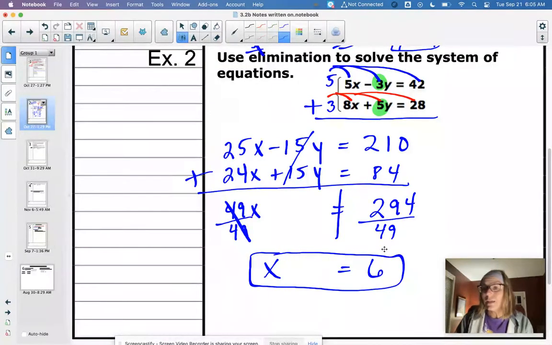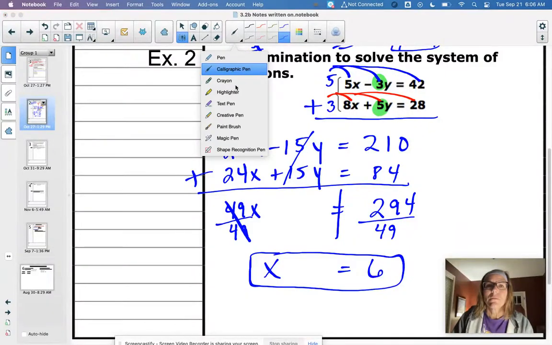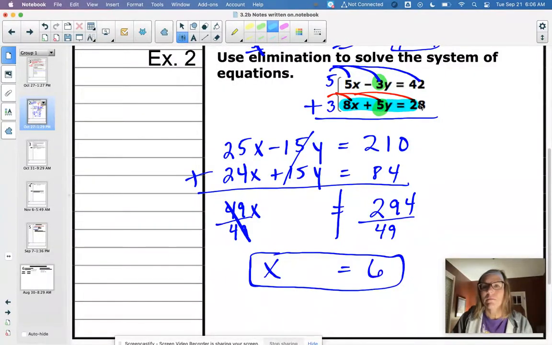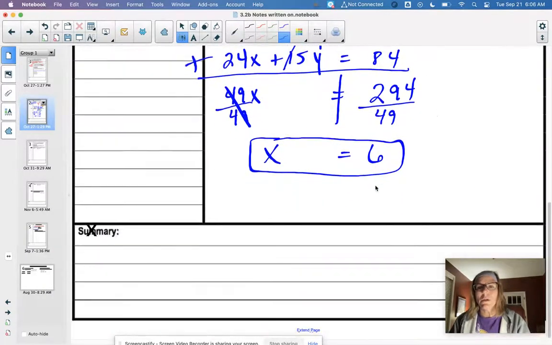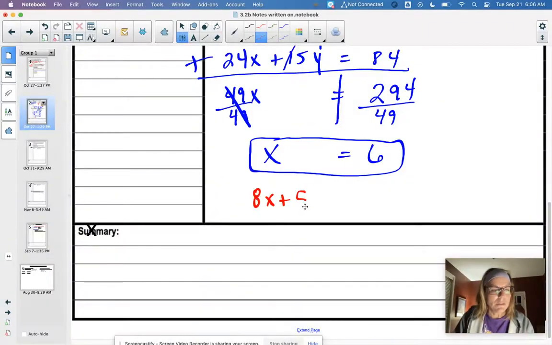Now I'm going to take that x value and plug it into either one of the original equations. So I'm going to pick this time the bottom one. Okay. Let's just scroll down. So the equation I'm going to use is the 8x plus 5y equals 28. And I'm going to take my answer and plug it in right there. 8 times 6 plus 5 times y equals 28. 8 times 6 is 48.